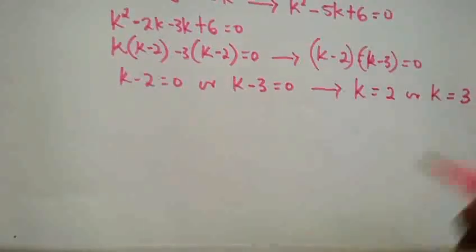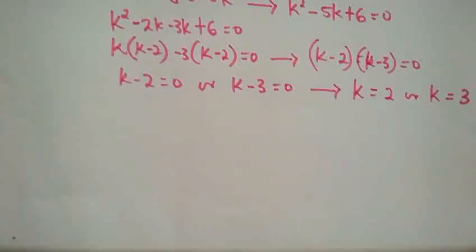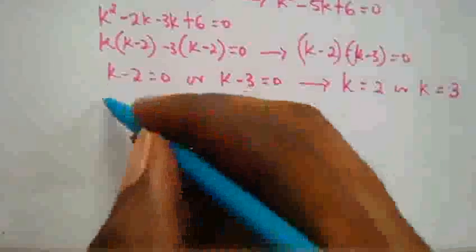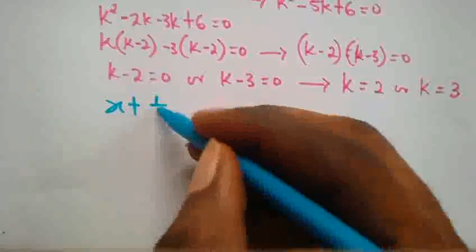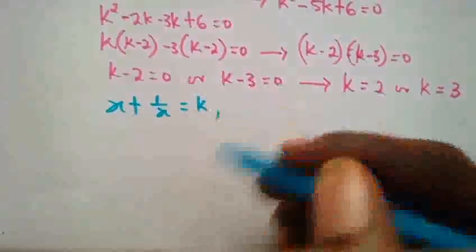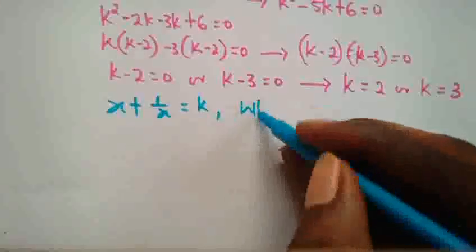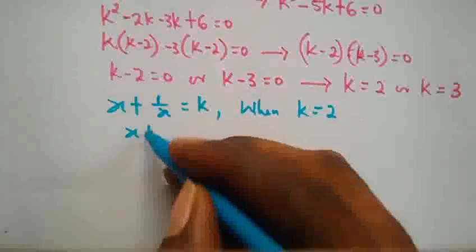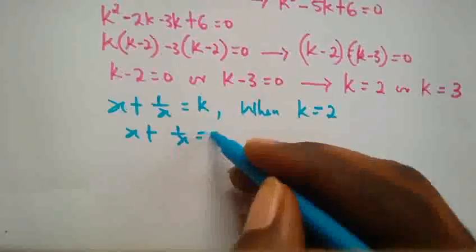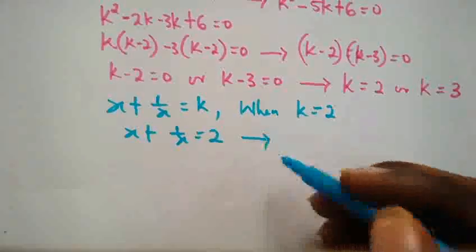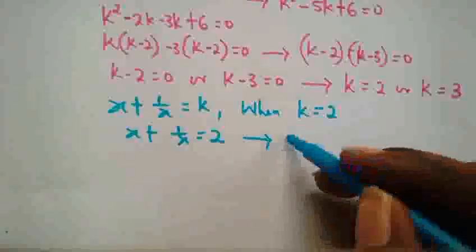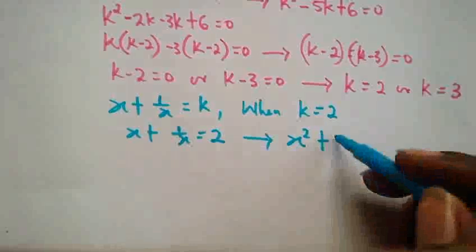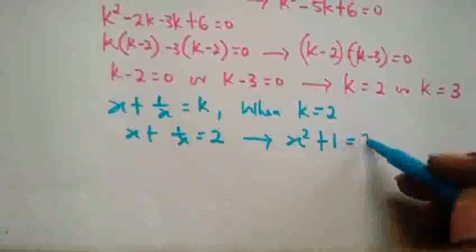Now let us go back and recall that we made a substitution in terms of k as x plus 1 all over x is equal to k. Now when k is equal to 2, we have x plus 1 all over x is equal to 2. So multiplying both sides by x, we get x squared plus 1 over x times x. Here we are left with 1 equal to 2 times x, so 2x.